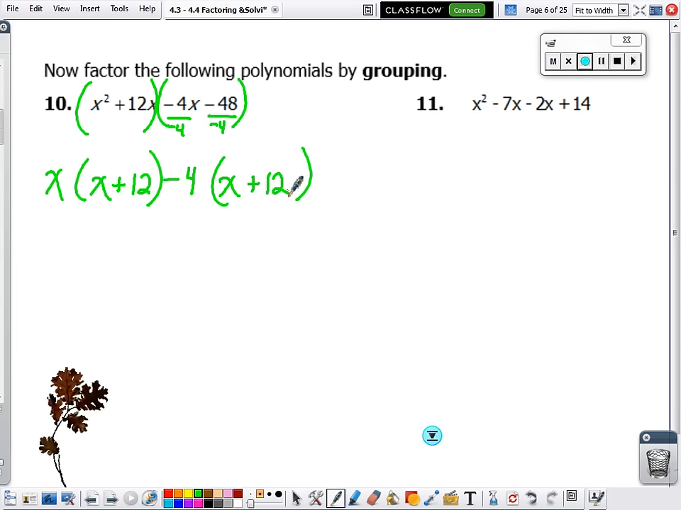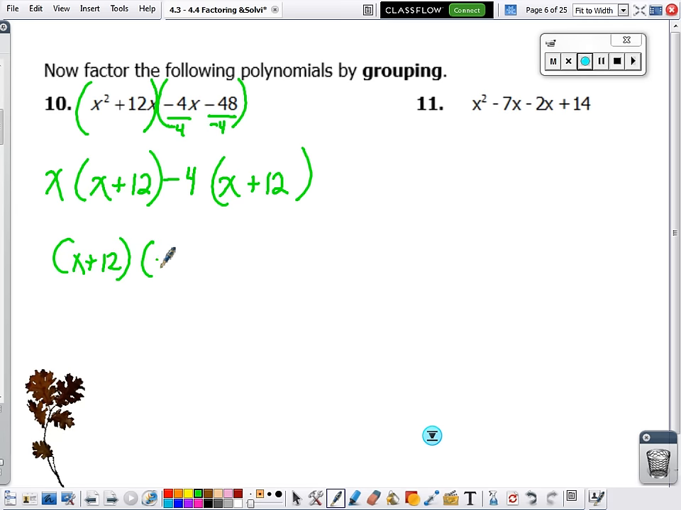If you have done this part correctly, what is left inside the parentheses should match. And now we can continue to pull out a GCF since they both have x plus 12. And what are we left with? We're left with an x minus 4.